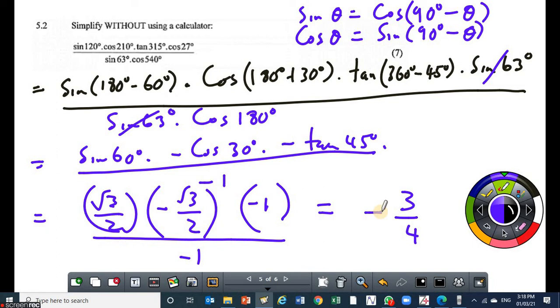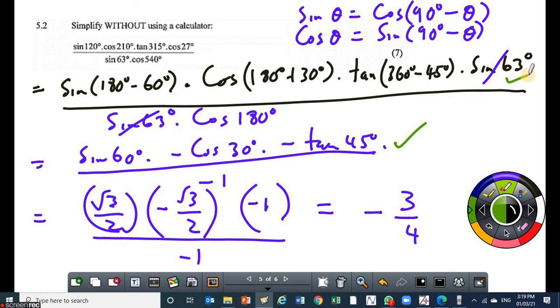The question says simplify without using the calculator. You see, I can tell you this. From my experience, you learners have a tendency of using a calculator for this question. That's why you lose marks. A lot of learners will get this step right and get the 5 marks. So 1, 2, 3, 4, 5 marks, they are easy to get.